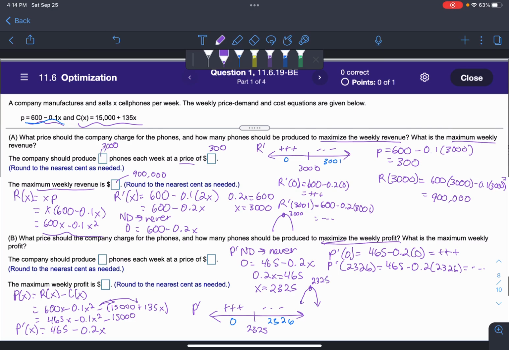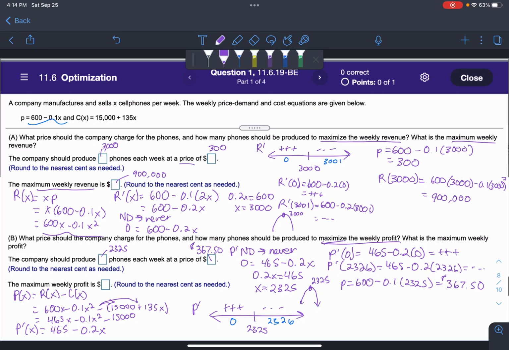And so they should produce 2325 phones each week at a price of, so again, kind of like the last part, we're going to plug it into our price function, the price demand. So p is equal to 600 minus 0.1 times this 2325. This is lowercase p, not my profit. And so throw that in the calculator, and I got 367.50. So 367.50 for this part.